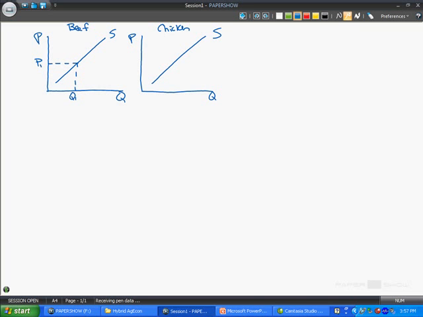If we see an increase in the price of beef, so we draw ourselves an increase in the price of beef, what we'll see is an increase in the quantity supplied of beef. If producers are supplying more beef, what's going to happen to the supply of chicken? Well, if all their resources are going towards supplying beef, they're not going to have the resources to supply chicken. So we're going to see a decrease in the supply of chicken.